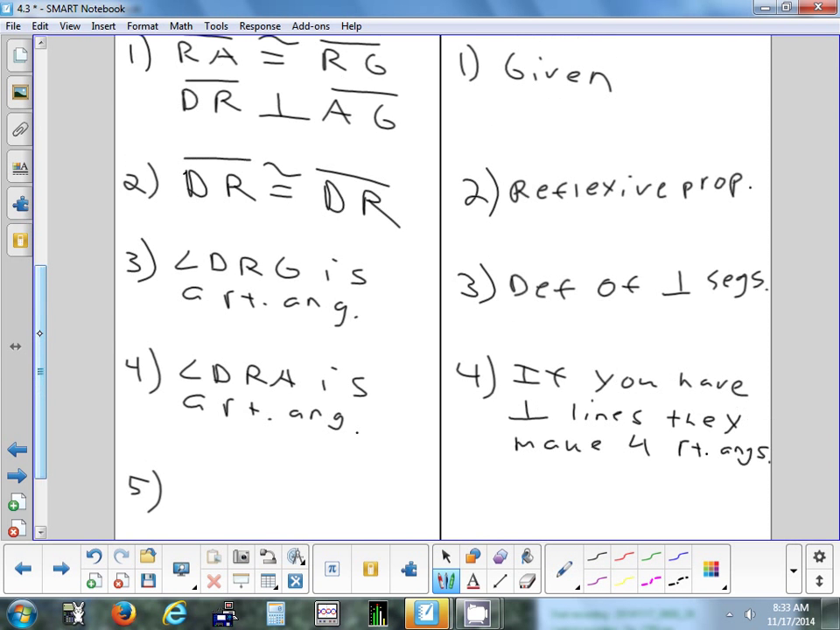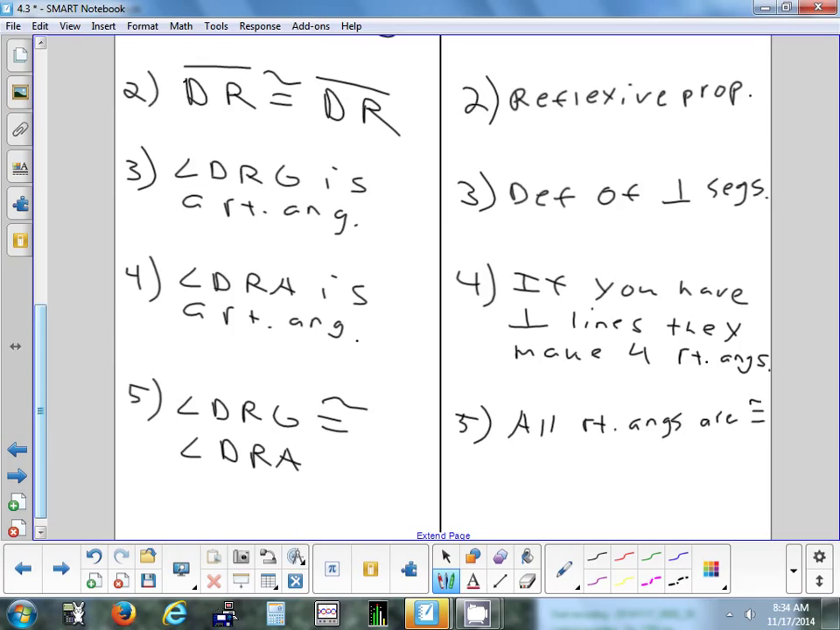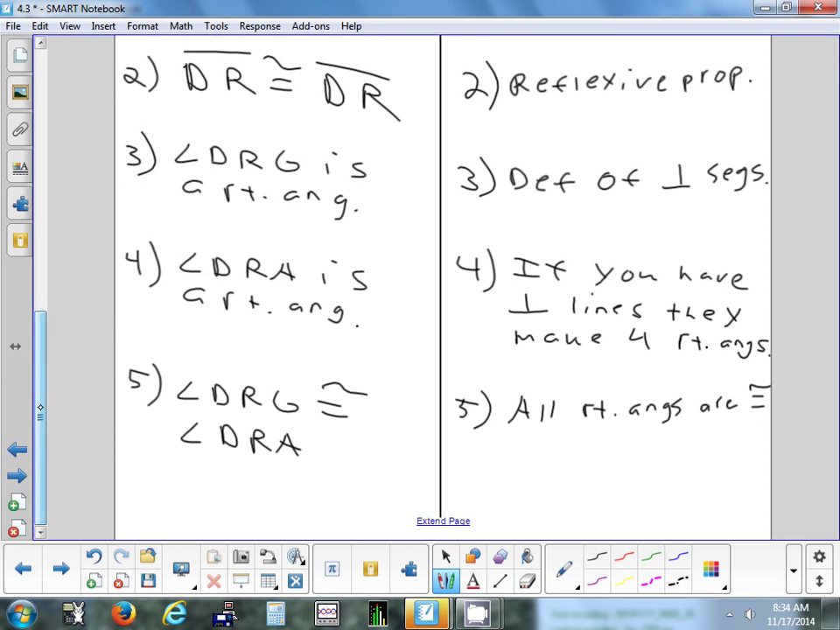Okay, step 5. What do we know about angle DRG and DRA? Their measures are equal. Even before that, what would you say? They're congruent, yeah. So angle DRG is congruent to angle DRA. The reason? All right angles are congruent. That was the right angle congruence theorem. So all right angles are congruent.